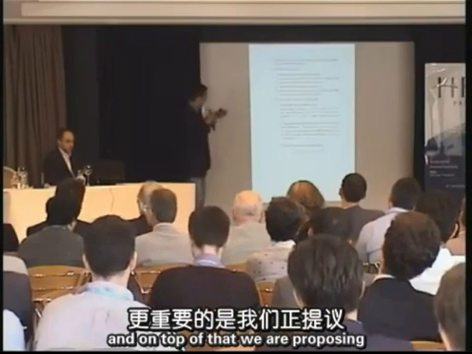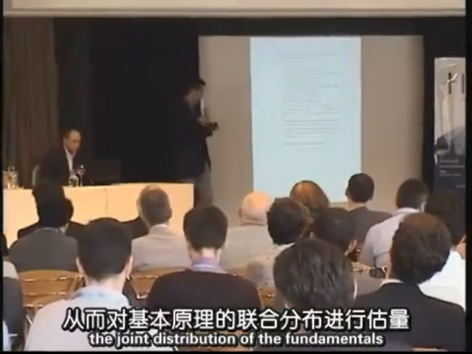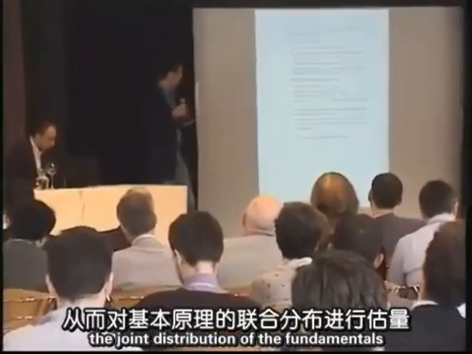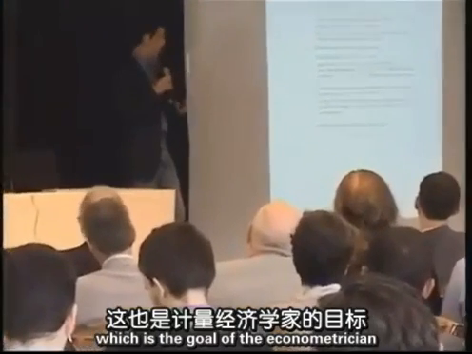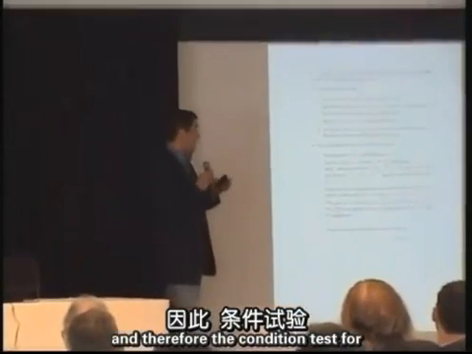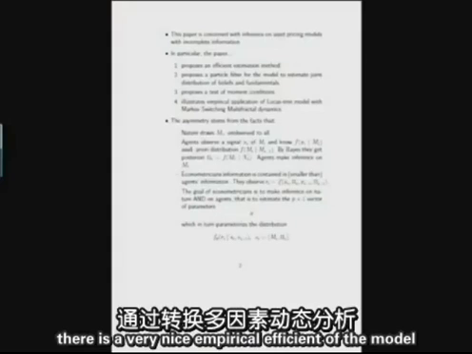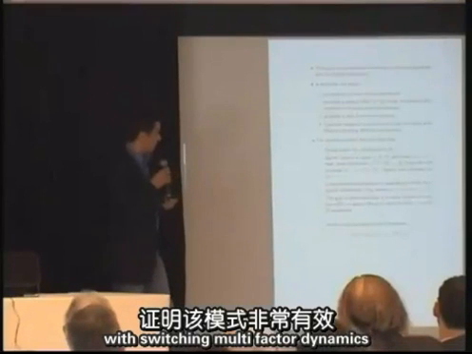On top of that, they propose a particle filter for the model in order to estimate the joint distribution of beliefs and fundamentals, which are the goal of the econometrician. Then they propose a moment condition test, in particular twisting towards tests of rational expectations. And then there is a very nice empirical illustration of a Lucas-Lee model with a switching multifractal dynamics.